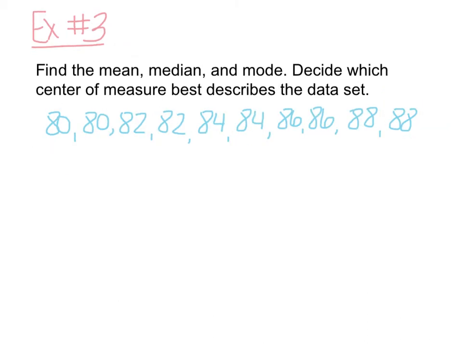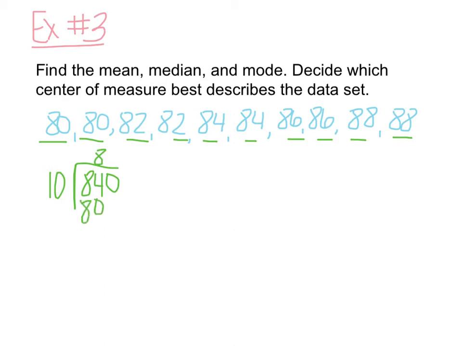And same thing, let's start with the mean where you add them all up and we're dividing by 1, 2, 3, 4, 5, 6, 7, 8, 9, 10 once again. So when we add them, we get 840. And we divide that by 10 because there's 10 numbers. And so we get a mean of 84.